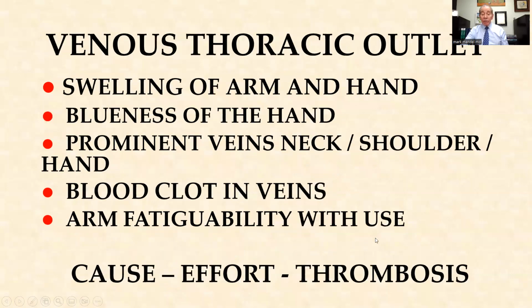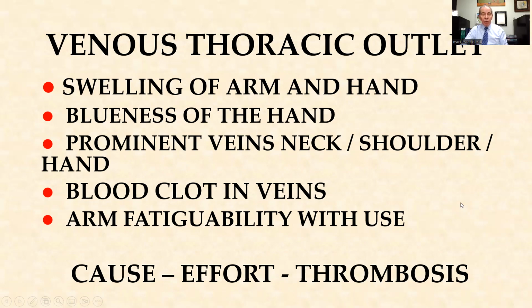In venous thoracic outlet, easy to diagnose. The patient's arm is swollen and blue. They have prominent veins over their shoulder and neck, and that's due to a clot in the major veins. And these patients have arm fatigability. Now, rarely this can be caused on a work-related basis if someone does very sudden forceful activity and develops a thrombus in one of the major veins. I would say that is a rarity.